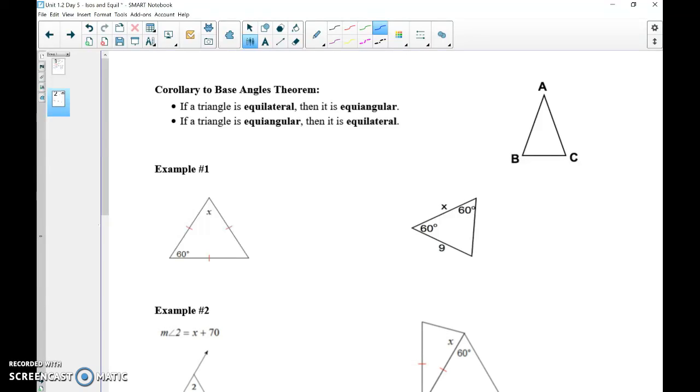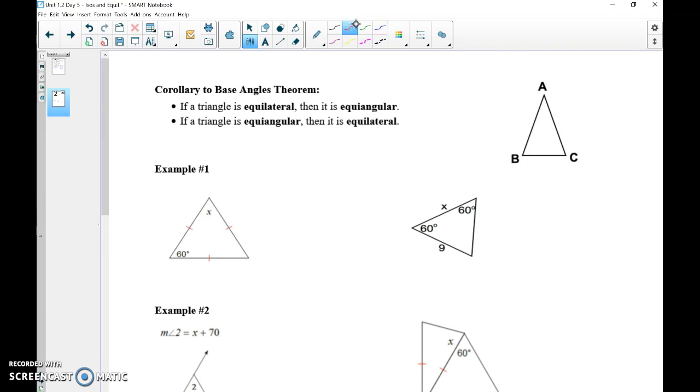Alright guys, so this is the second part of Unit 1.2, Day 5. You should have already done the isosceles triangle section. If you haven't, stop this video, go back and watch that one first. You need to do that section and get that checked off before you tackle this one.